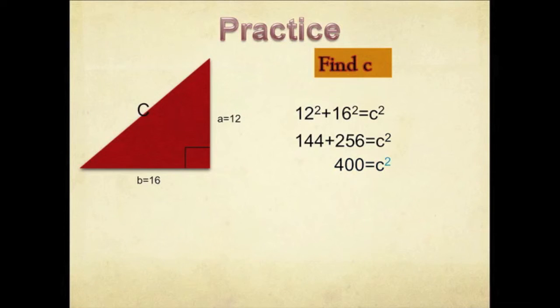144 plus 256 is 400 equals c squared. To get rid of that square on the c, we find the square root of both sides, and the square and square root cancel each other out, and the square root of 400 is 20. So c, our hypotenuse, is 20. The measurements of our triangle are 12, 16, and 20.